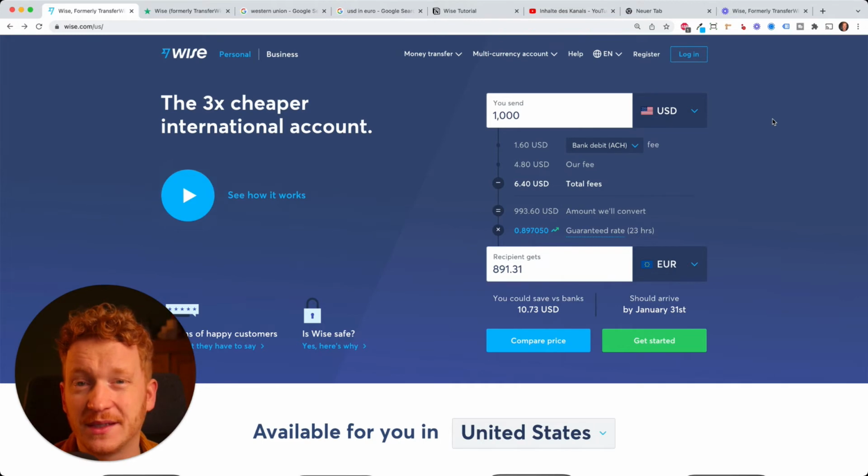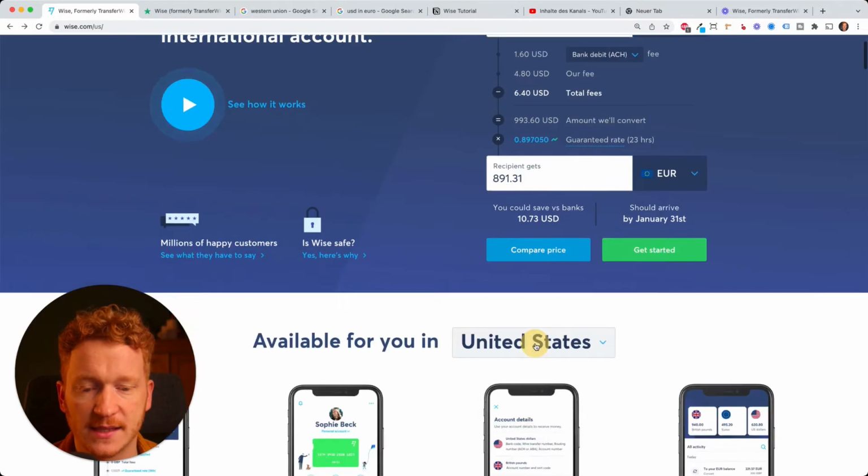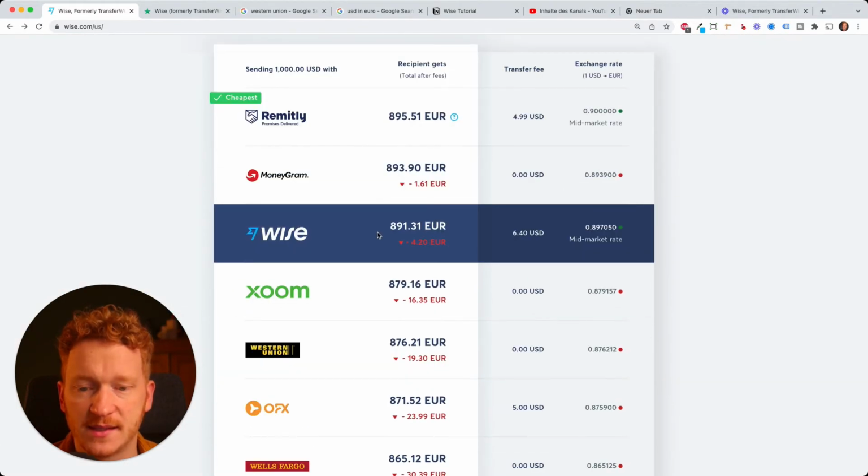Now, if you're wondering if Wise is the cheapest service out there, they are very transparent about this. So you can click on compare prices. And then you will find this table here where they show you their own fees compared to their competitors, for example, MoneyGram or Western Union or Wells Fargo. These are brand names you probably know. And yeah, sometimes they are the cheapest, but sometimes they're not.